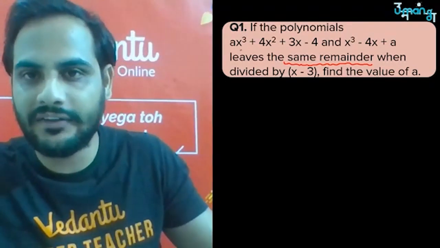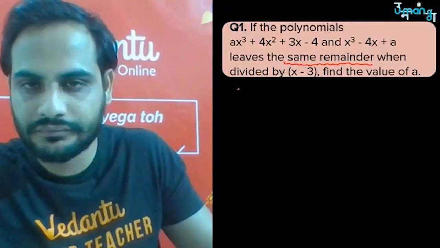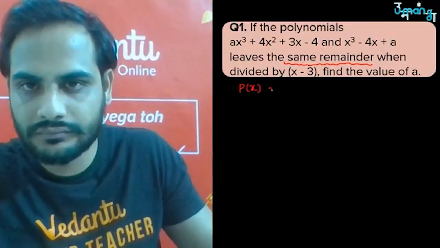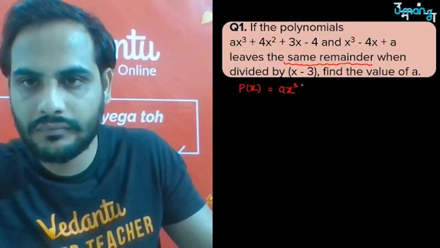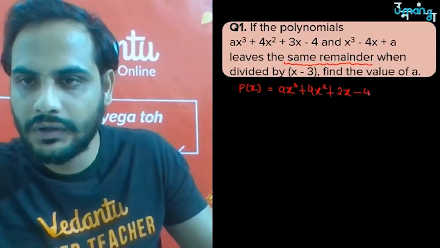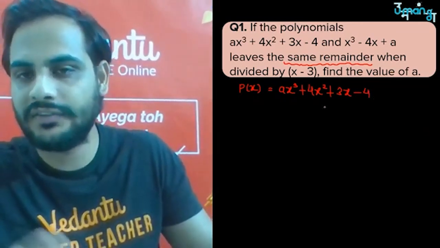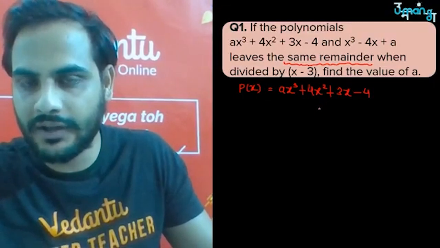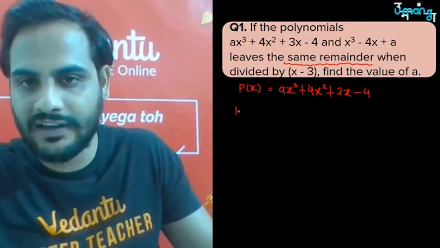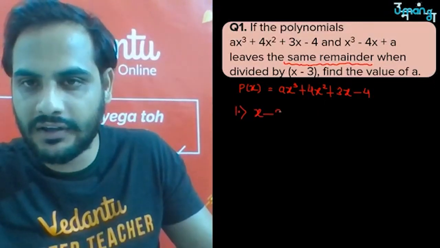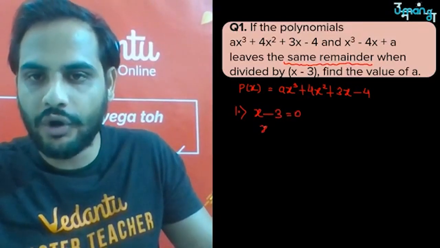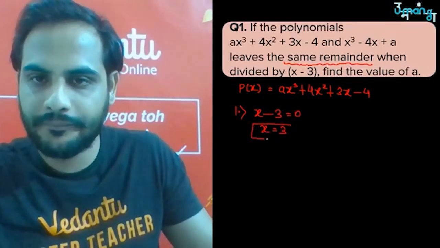So step 1, let us take this polynomial. This I am dividing by x minus 3. Let us see what will be your remainder. Step 1, make the divisor equal to 0. So you have got x is equal to 3.